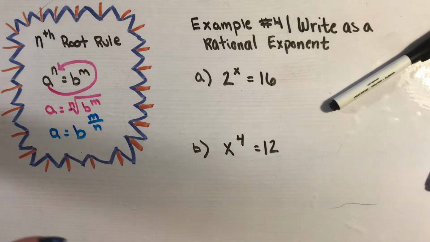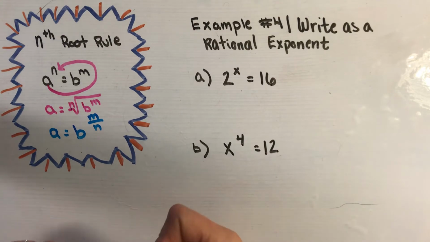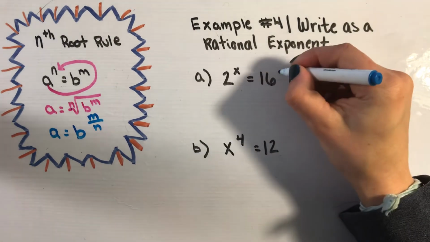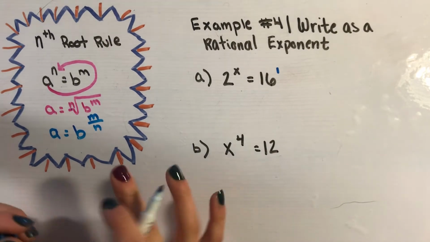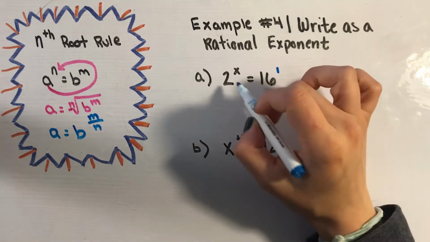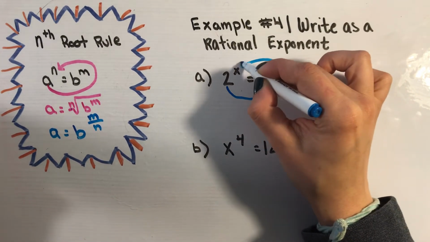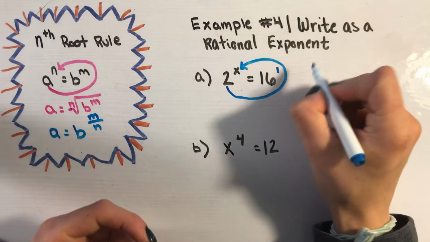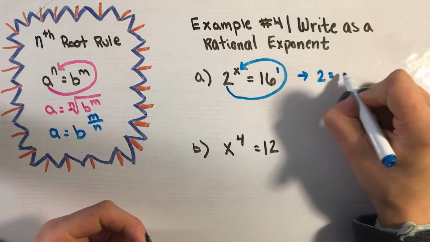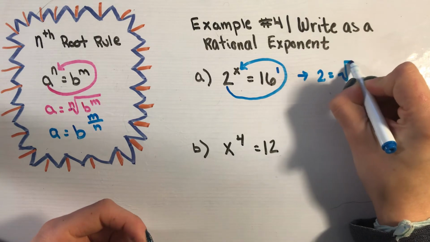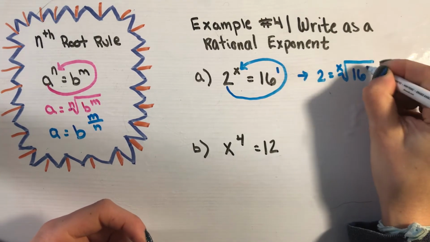I'll show you. So here's example number 4, letter A. And the first thing I'm going to do is stick a little exponent here. We know any number to the first power is still itself. So I'm going to do the turn it out rule. I'm going to start with this 2, swoop around to that 1, and grab that x. So now it's going to be 2 equals the x root of 16 to the first.